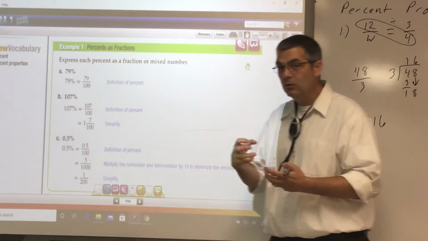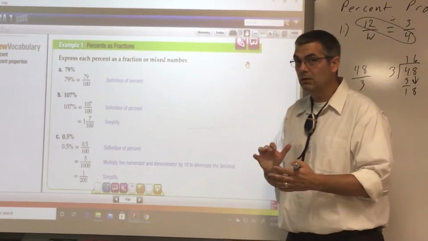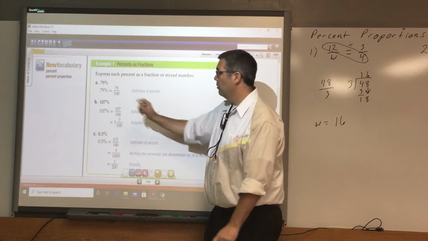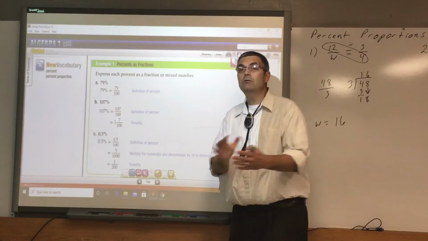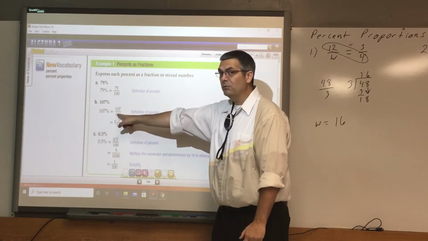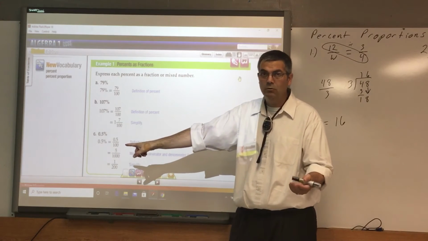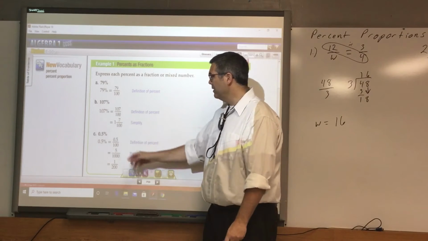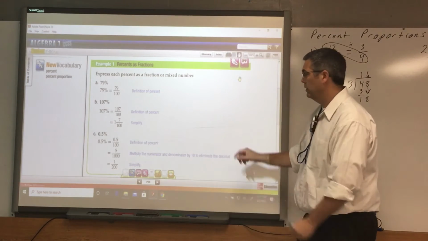But with what we're going to be doing, because we're dealing with percent proportions here, we're not going to do a lot of reducing, not until the end. So 79 over 100, we're good. 107%, it's still going over 100. So 107 over 100, this is the usable version. Don't convert it unless they tell you to change it into a proper fraction or a mixed number. They do it, but I'm not asking you to do that until the end.